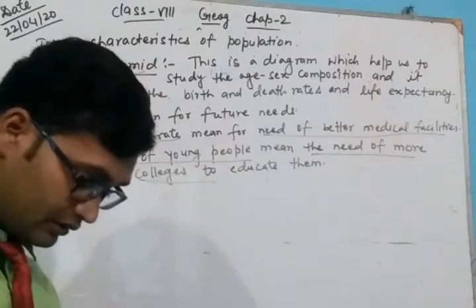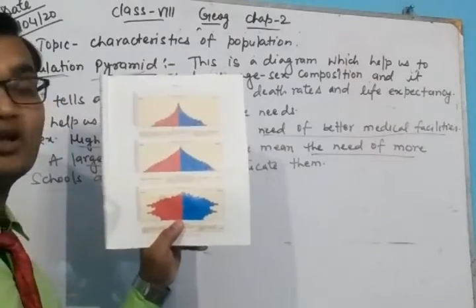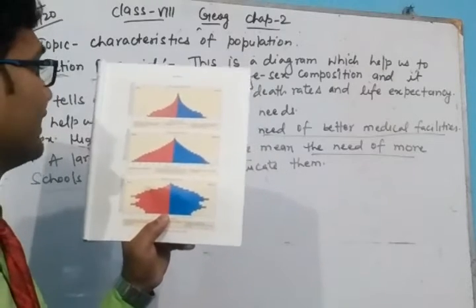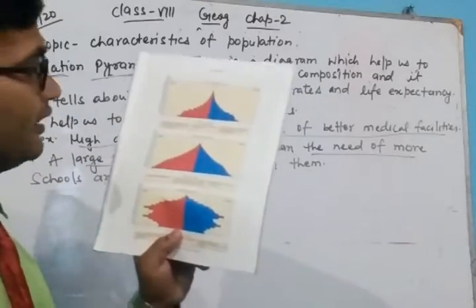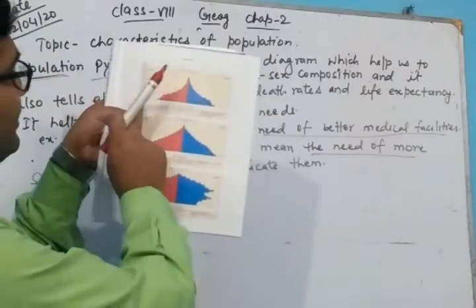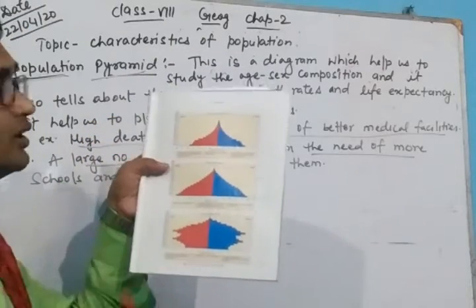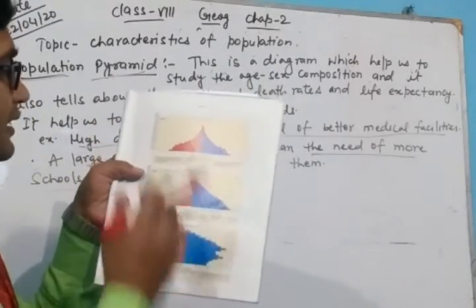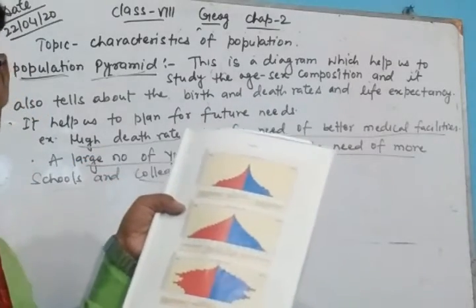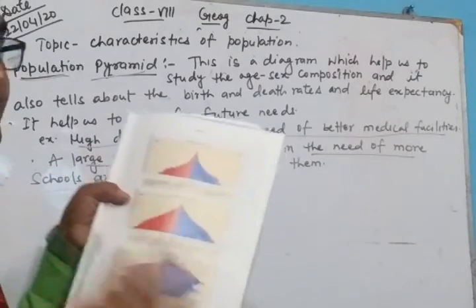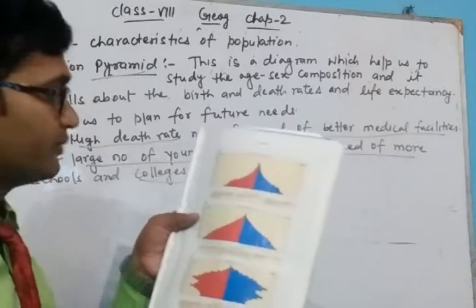Okay, now look at page number 17. These are some pyramids given for different countries. First of all, there is Kenya. The bottom part is written as population, and the vertical axis shows the age group, meaning age composition. The red color part shows the number of males, and the blue color part shows the number of females. In the first pyramid we can see the broad base.